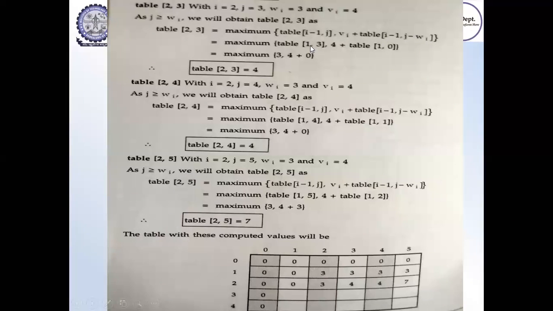So start doing it. 2 minus 1 is 1, 1 comma 3. vi is 4 now, correct? So 4 plus table of 1 comma 0, the maximum of 3 comma the addition of 4 plus 0 is 4. So maximum of 3 comma 4 is 4. So write 4 here.